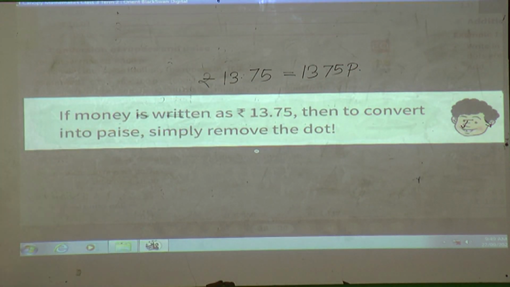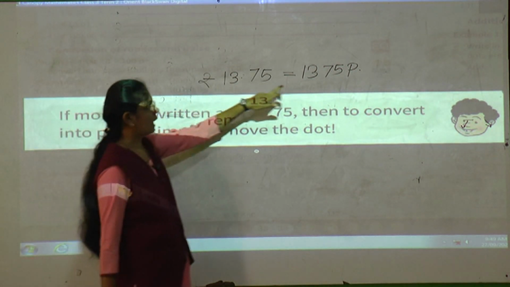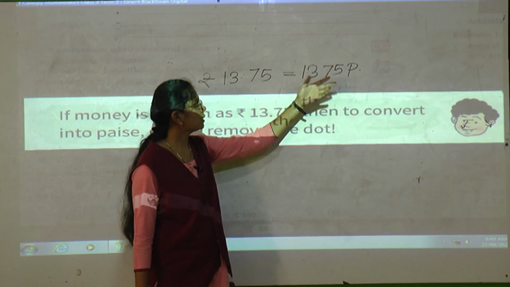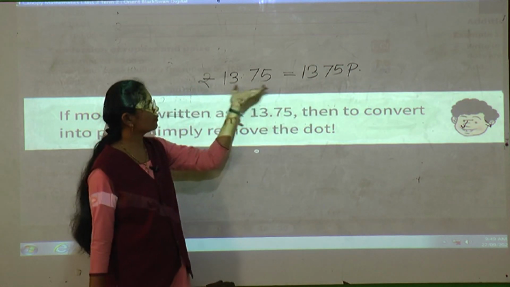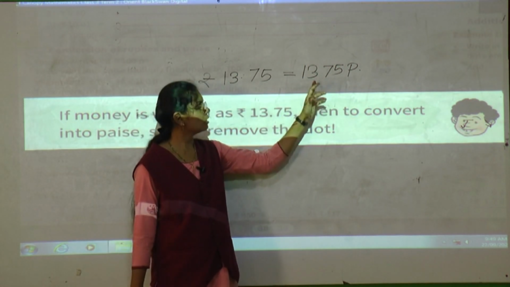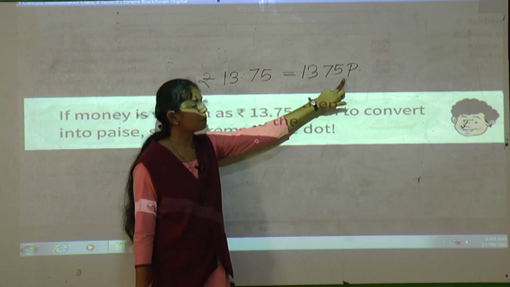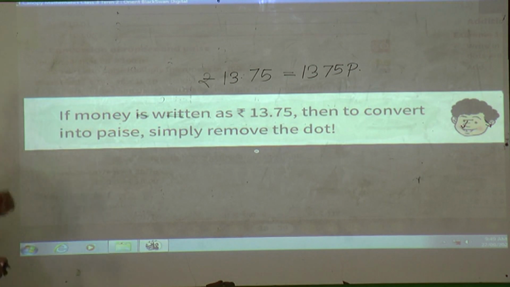If money is written as rupees 13.75, then to convert it into paise, simply remove the dot and write the symbol for paise, because now this money is converted into paise. So just remove this dot and write P here. P stands for paise. Okay, clear?